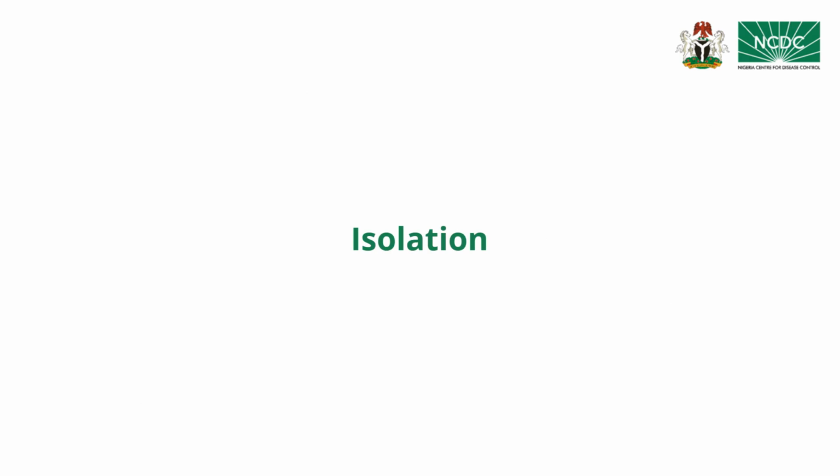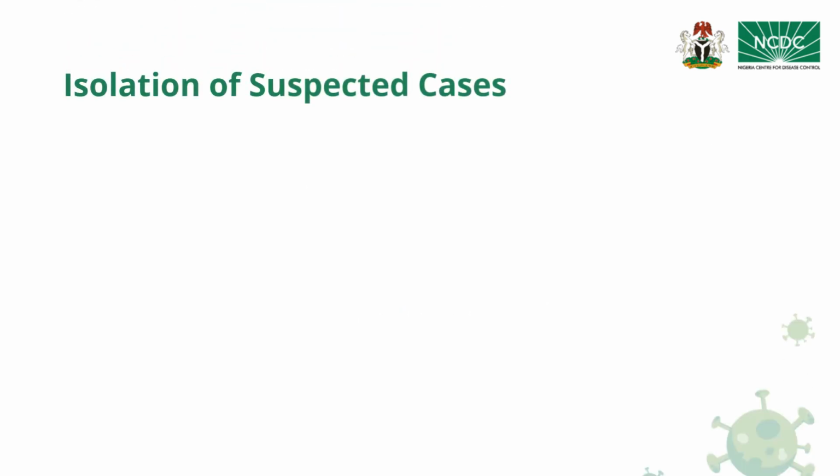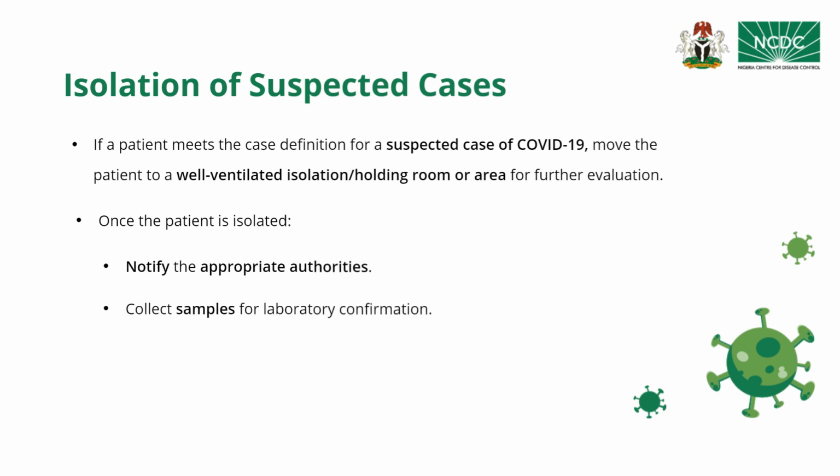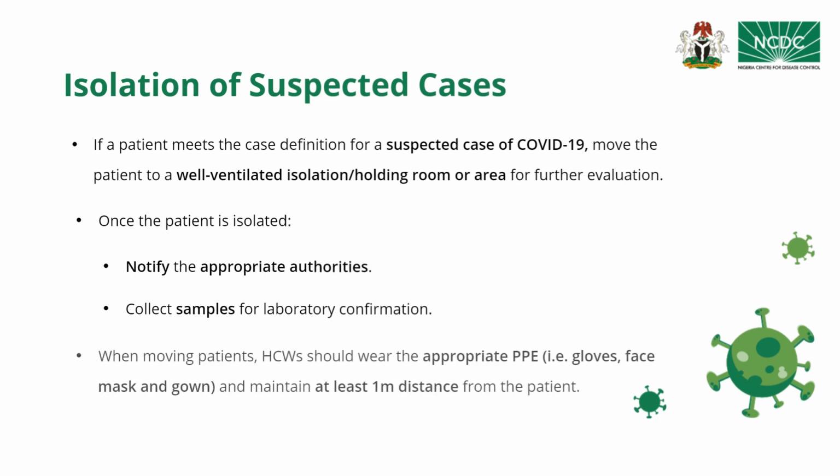Isolation of suspected cases. If a patient meets the case definition for a suspected case of COVID-19, the patient should immediately be moved to a well-ventilated isolation or holding room or area for further evaluation. Once the patient is isolated, arrangements should be made immediately to notify the appropriate authorities and collect samples for laboratory confirmation. When moving patients, healthcare workers should ensure to wear the appropriate PPE and maintain at least 1 meter distance from the patient.